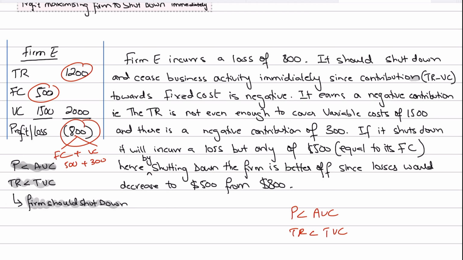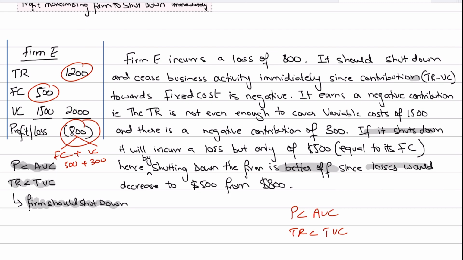Then the second reasoning that you need to give is that there's a negative contribution, right? And the profit max, the shutdown rule says, you need to mention the shutdown rule, that if price is less than average variable cost, which means the total revenue is less than total variable cost, then the firm will shut down. It needs to shut down, right? It's better to shut down. So if it shuts down, it will incur a loss of only 500, which will be equal to its fixed cost, right? So hence by shutting down, the firm is better off.